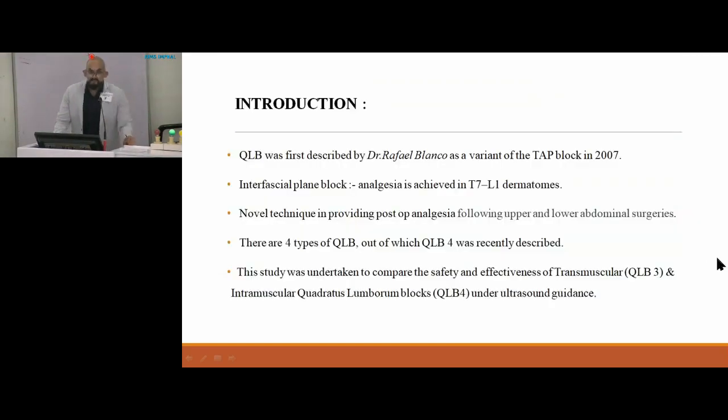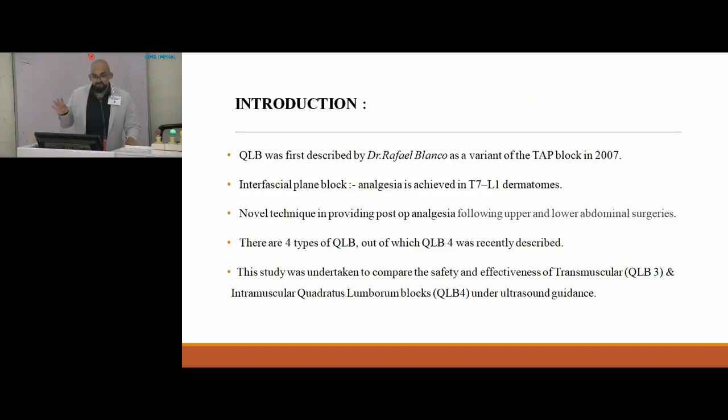Coming to the introduction, in the year 2007, Dr. Rafael Blanco came up with an idea to modify the TAP block, and he described the quadratus lumborum block for the first time. It is a fascial plane block in which analgesia is achieved in the dermatomes T7 to L1. It is a novel technique in providing postoperative analgesia following upper and lower abdominal surgeries.